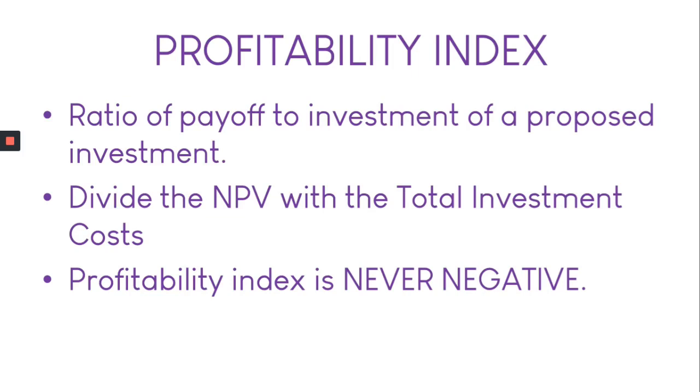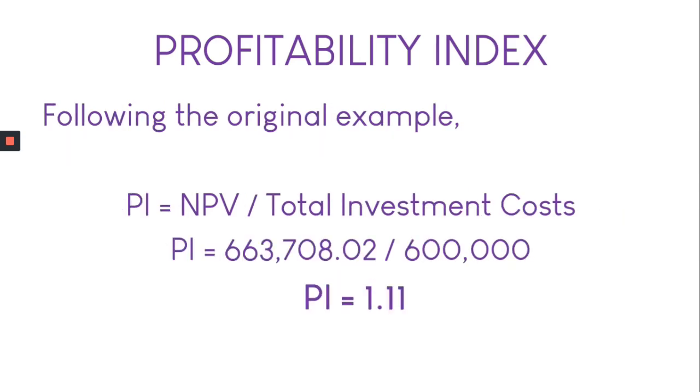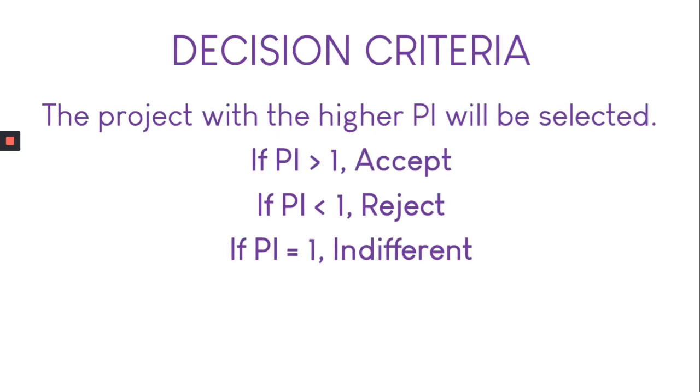Next, we discuss the profitability index. The profitability index is just a ratio of the payoff to investment of a proposed investment. So we just divide the net present value with the total investment cost. Because it's a ratio, the profitability index is never negative. So following the original example, with the net present value at 663,708.02 divided by 600,000, our profitability index is 1.11. The ruling is if the profitability index is greater than 1, then it is financially viable.